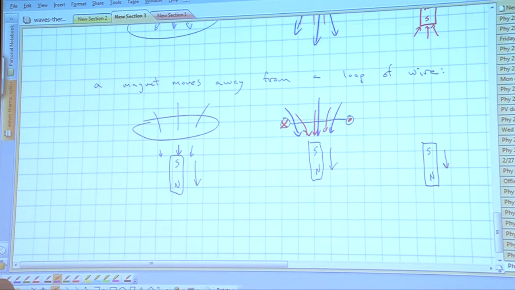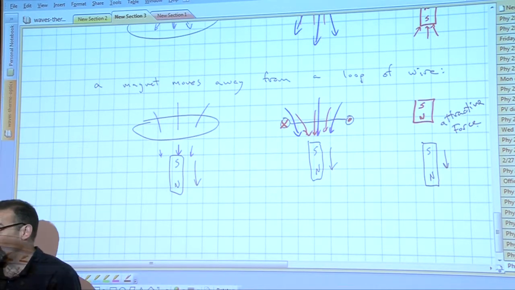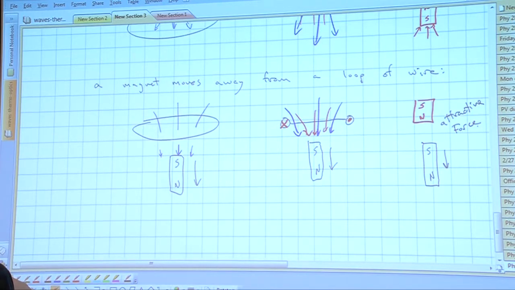So we could replace that loop of wire with a magnet. North side down, right? Its flux is pointed down. What kind of force do we get here? An attractive force. That should make sense because it always has to repel the motion of the magnet.